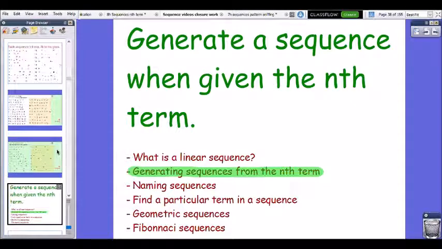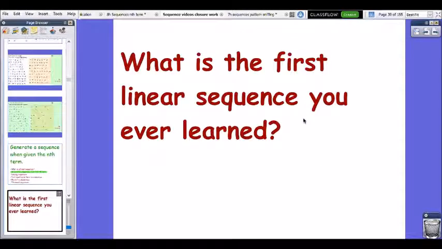In this lesson we're going to be learning how to generate a sequence when given the nth term. So we haven't learned what the nth term actually means yet, so we're going to cover that in this lesson. I'm going to begin the lesson by asking you a question. What is the first linear sequence that you ever learned?